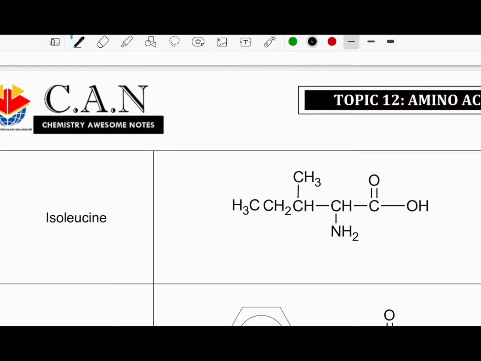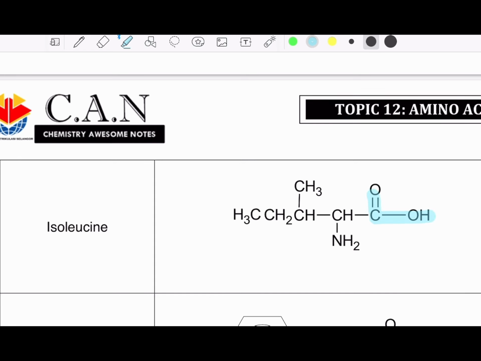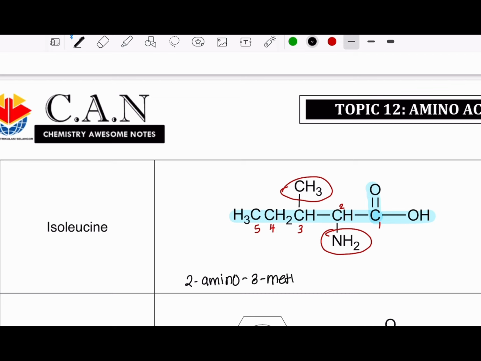Okay, let's see another. This is isoleucine. 1, 2, 3, 4, 5. So we have this, and we also have this one. Carbon number 1, 2, 3, 4, 5. So the name is 2-amino 3-methyl pentanoic acid.